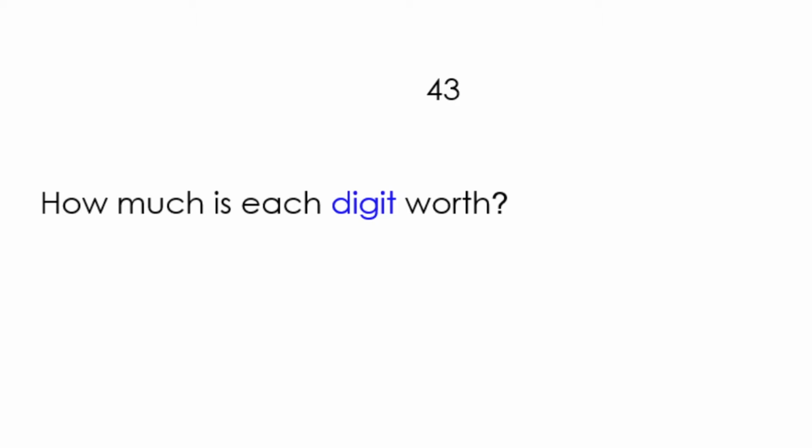So how much is each digit worth? When you look at the number 43, the 3 is worth 3. And then there's the 4, it's worth 40. So 43 would be like saying 40 plus 3.